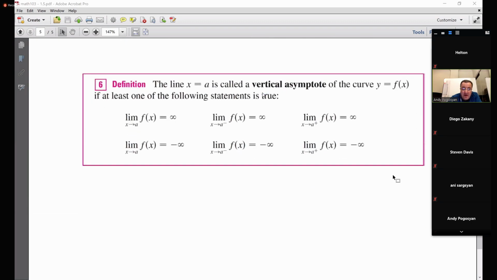Now, the line x equals a is called the vertical asymptote of the curve y equals f of x if at least one of the following statements is true. The limit of f of x is infinity or negative infinity as x approaches a, from the left, from the right, or in general. Okay, any questions?